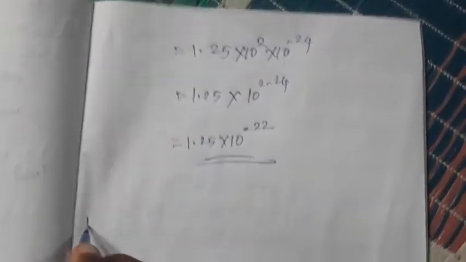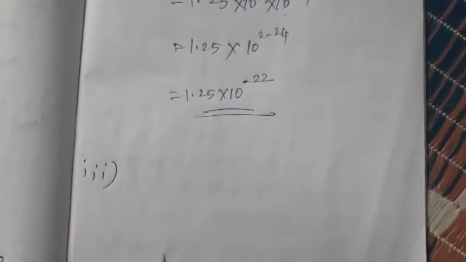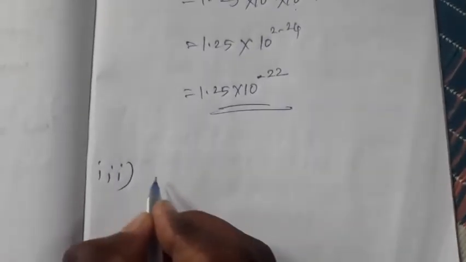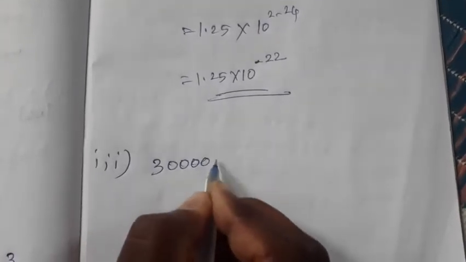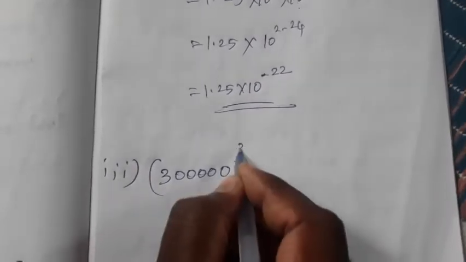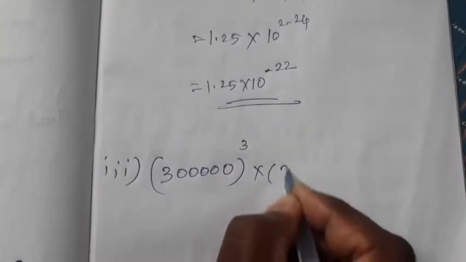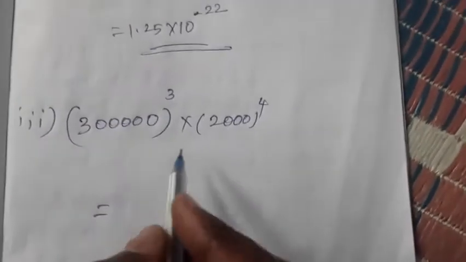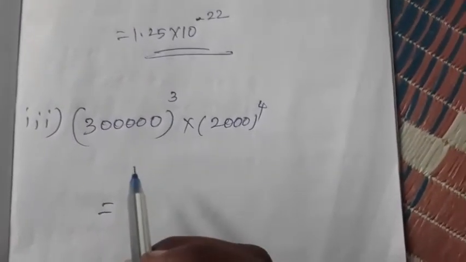Next, third subdivision. See that, what is given in the third subdivision? Third subdivision: 3 lakh whole to the cube into 2000 power 4. So this is the given question. I want to write in scientific notation. So first take it. Let's see that 3 lakh, write in a decimal form.